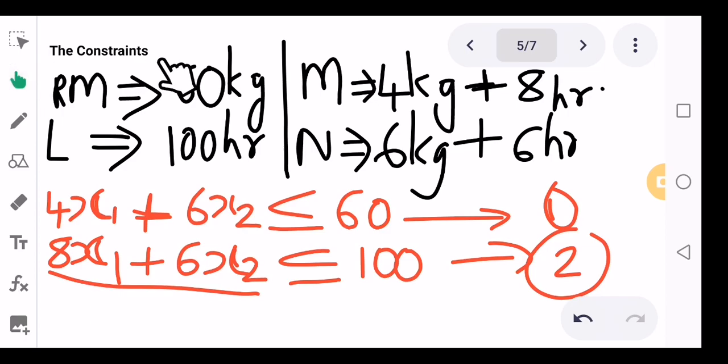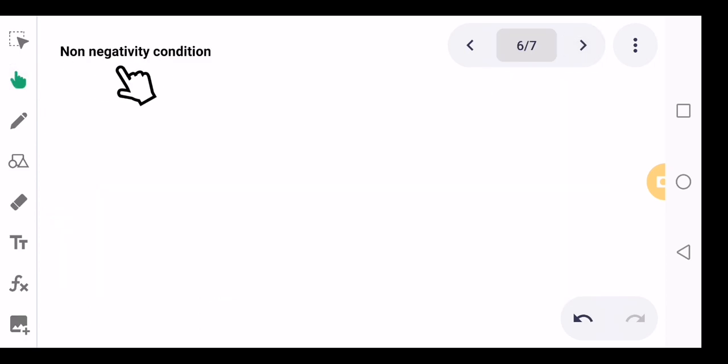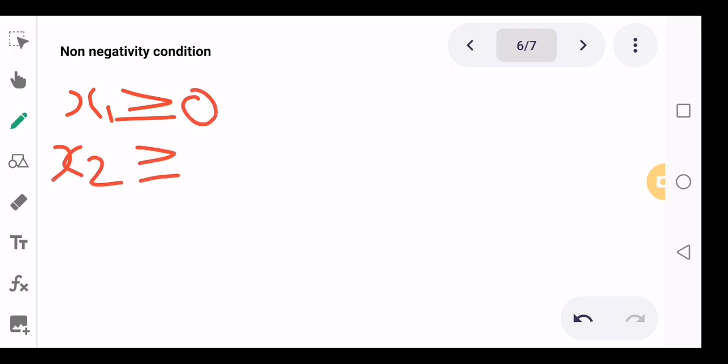Okay, now after the constraints, let's go to the non-negativity condition. Non-negativity condition is very simple. It is nothing but your x1 will be greater than or equal to 0, and your x2 will be greater than or equal to 0. This is the non-negativity condition.